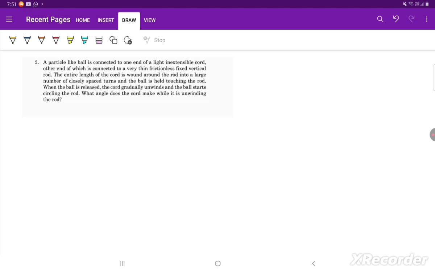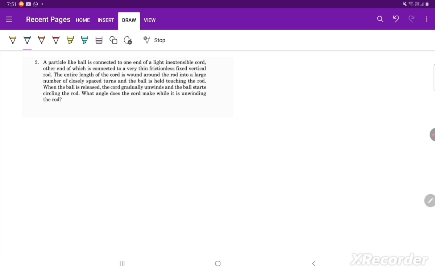Okay, so it's actually asking the angle after a long time. After a certain long time, you have to tell me the angle between the cord and the rod, so this is actually asking the steady state angle, right?